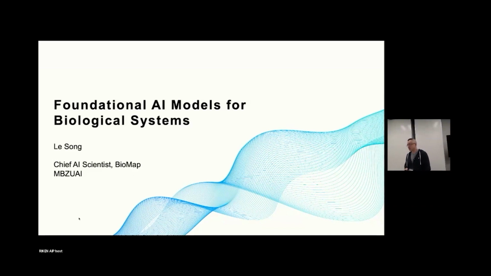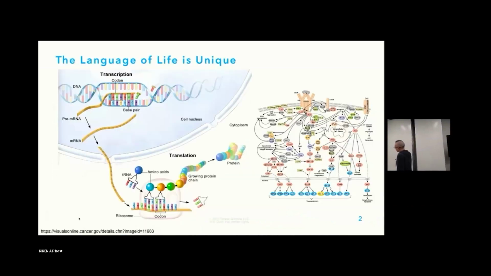But biology is just speaking a very different language, and here is just a glimpse of the complexity of the biological system. If you zoom into a cell, you will see that different types of molecules are there. From the genetic material in the DNA, you actually need to have RNA to transcribe that genetic information, and RNA is going to be translated into protein.